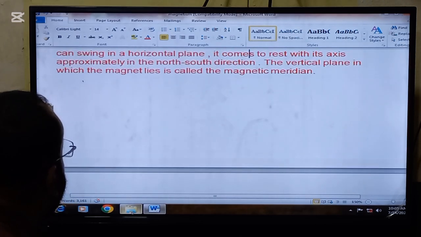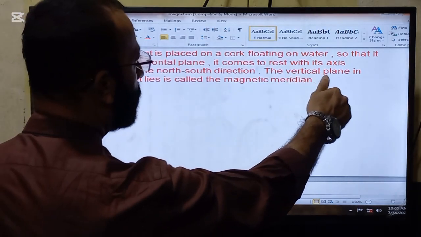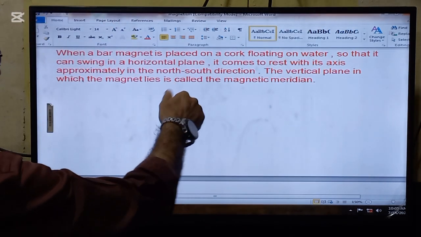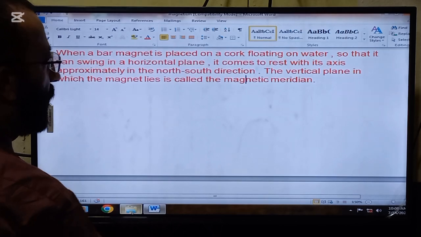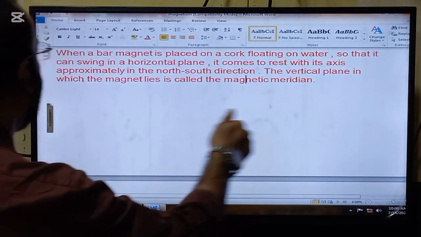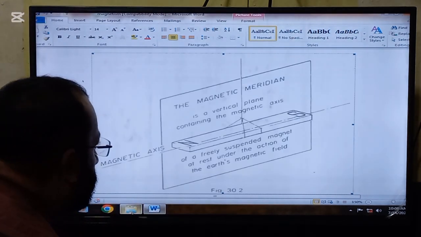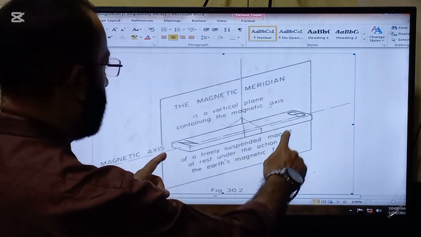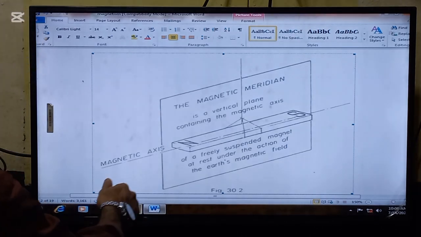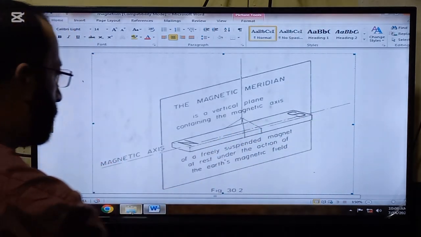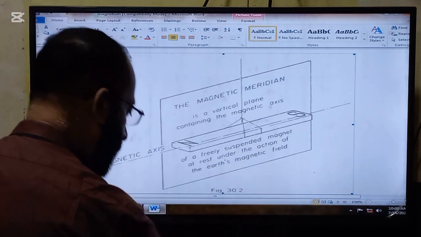When a bar magnet is placed on a cork floating on water so that it can swing in a horizontal plane like this, it comes to rest with its axis approximately in the north-south direction. The vertical plane in which the magnet lies is called the magnetic meridian. So the magnetic meridian is a vertical plane containing the magnetic axis, which is north-south, of a freely suspended magnet at rest under the action of the Earth's magnetic field.